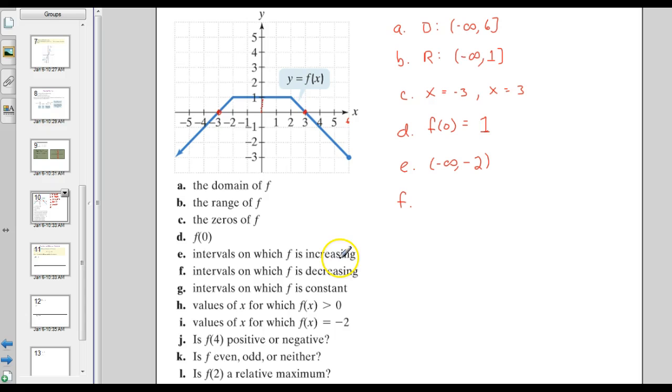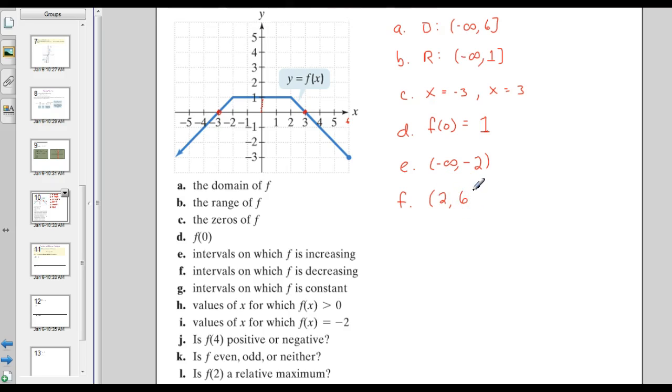F, intervals on which f is decreasing. We're increasing, we're constant, now we're decreasing. We're going downhill. So again, we're looking at the x-coordinates. From 2 all the way to infinity, we're decreasing. And we don't include the endpoints. Oops, sorry, we're not decreasing to infinity. It's not an arrow on the right side. It stops. It's got a closed dot, so it's decreasing till 6.